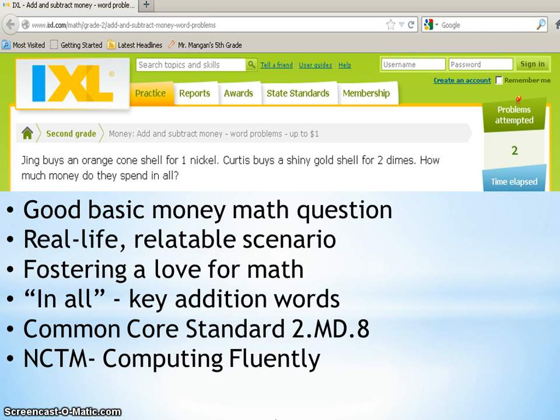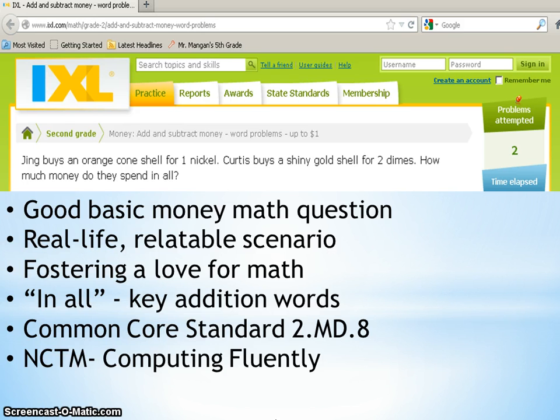it's within a context that a second grader will be involved in. It does not show that math is for 15 years from now when they finally get a job, but it is right now. It is also considered a good math question because it has the words "in all," which are key addition words, and it's very important to develop an understanding of when to add and subtract, especially at a young age, by providing the words "in all" or key addition words whenever you're looking at problem solving.